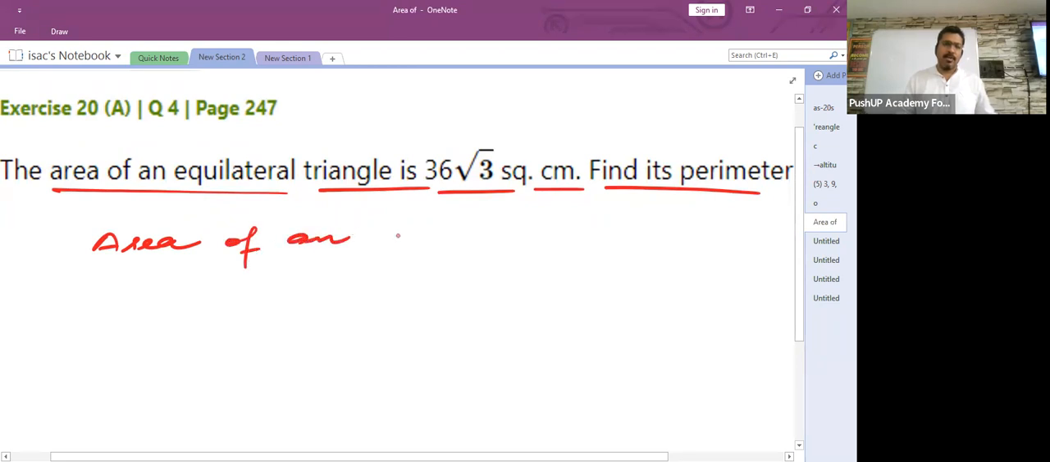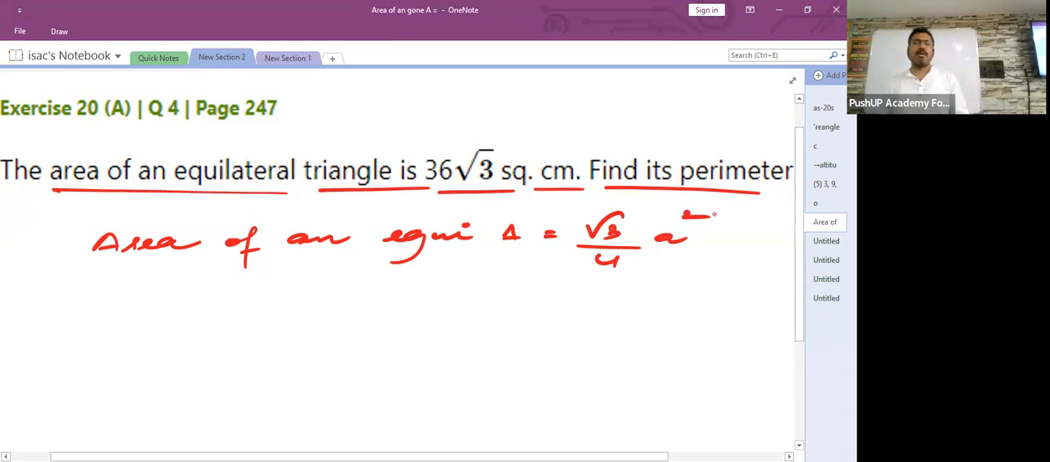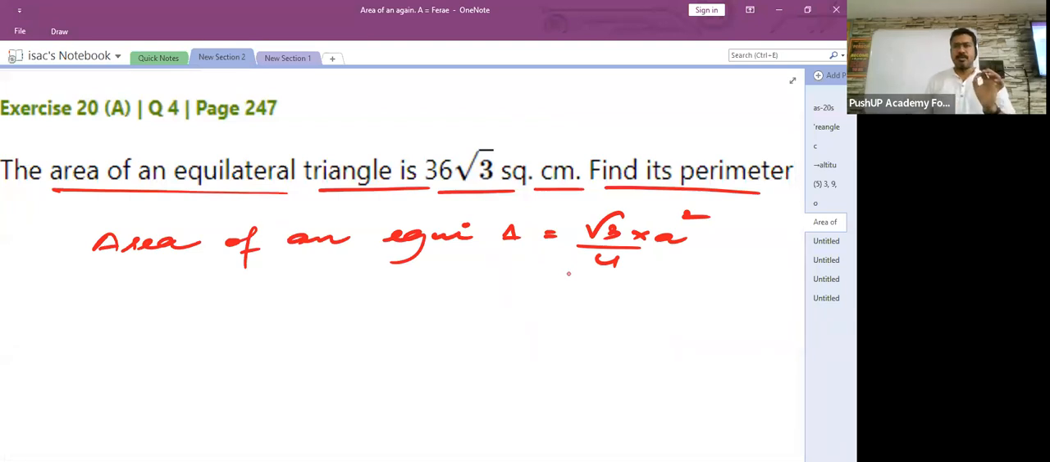Area of an equilateral triangle is equal to root 3 by 4 a square. Please make a note of this. The direct formula to find the area of an equilateral triangle is root 3 by 4 into a square. It is root 3 whole divided by 4, okay? It's not root 3 by 4. Please don't make that mistake. It is root 3 whole divided by 4 into a square.